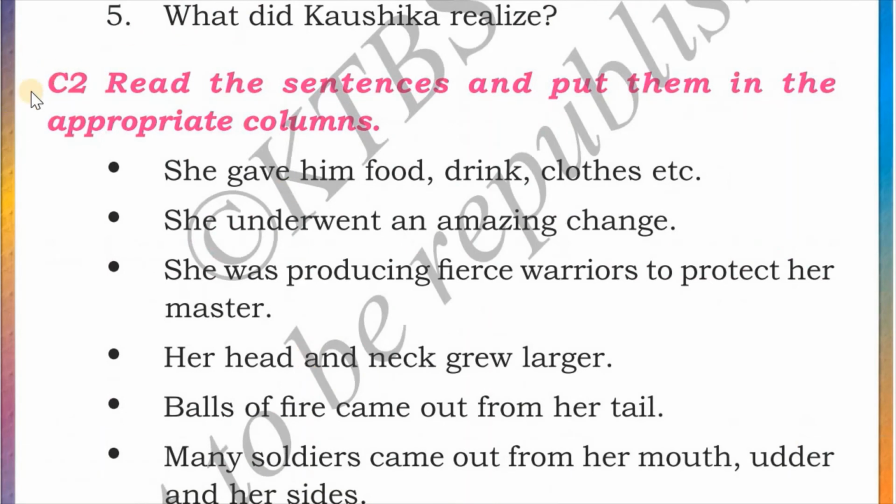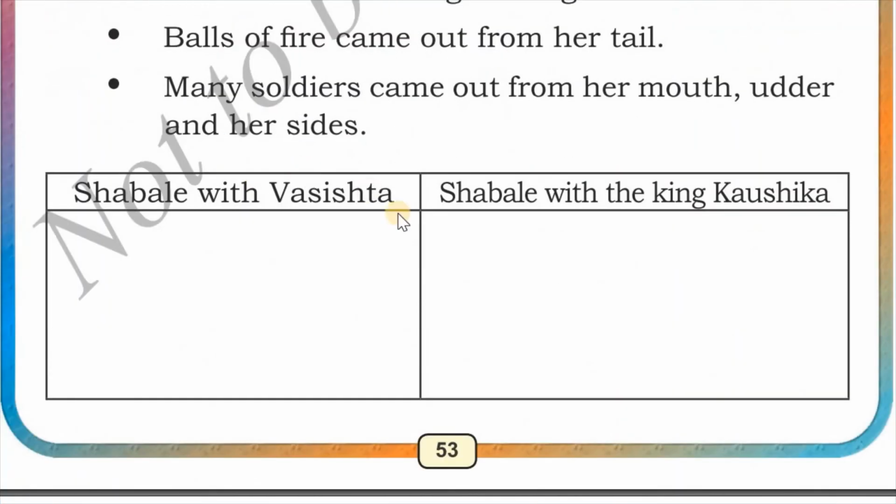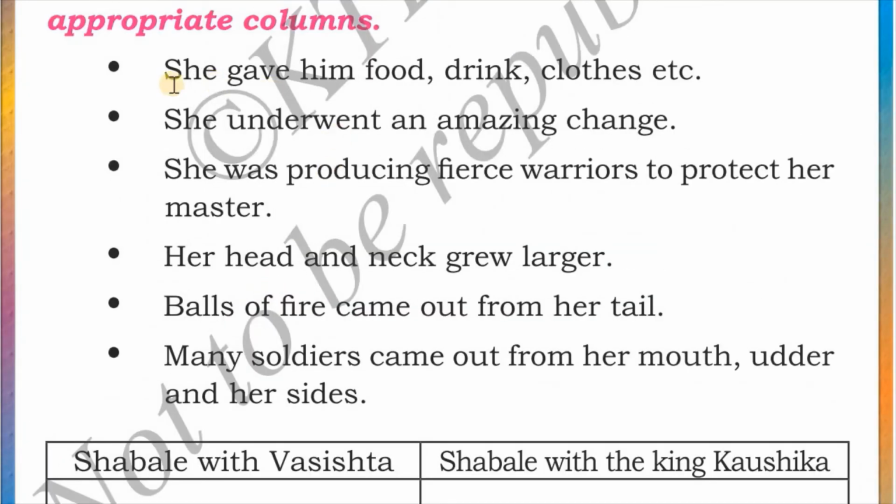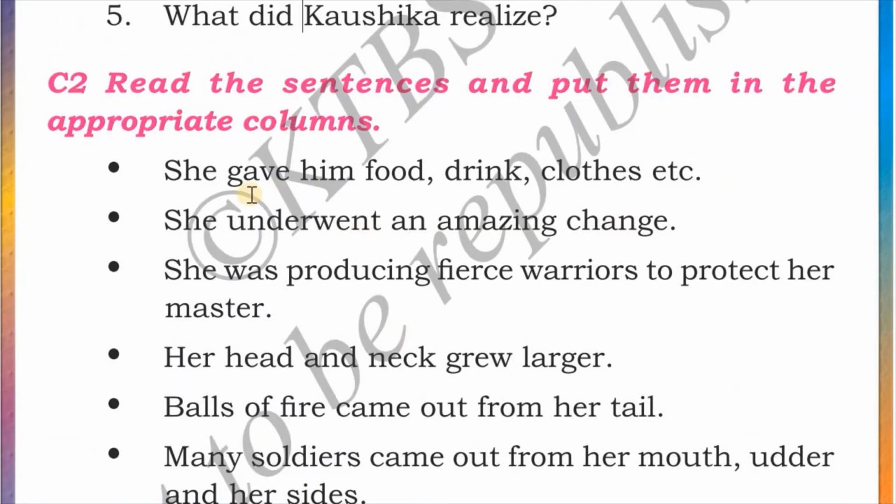Now, let us go to C2. Read the sentences and put them in the appropriate columns. Here we have Shabale with Vasishta and Shabale with King Kaushika. Because of the lack of space here, I will just write with Vasishta or with King Kaushika. She gave him food, drinks and clothes. Did Shabale give food, drink and clothes to Vasishta or Kaushika? The answer is Vasishta.